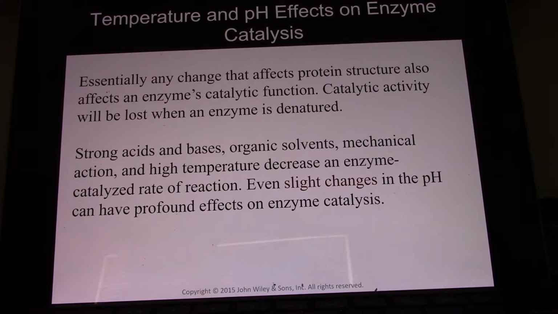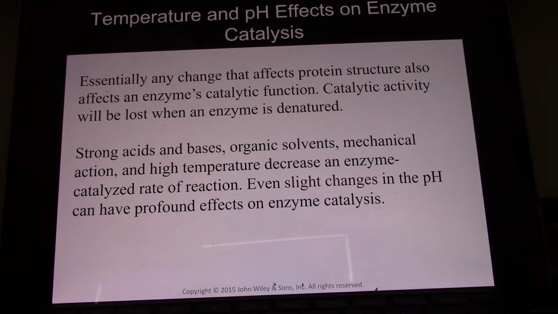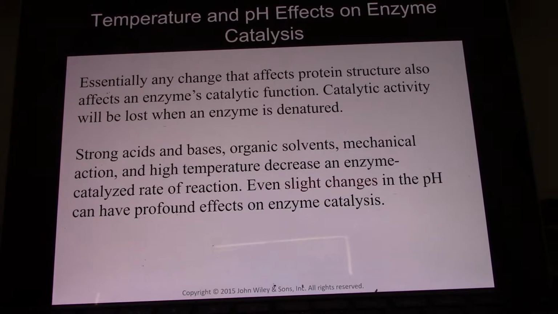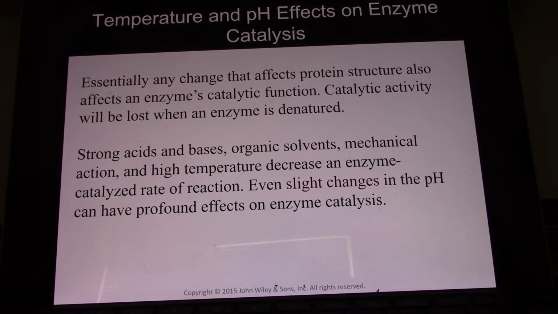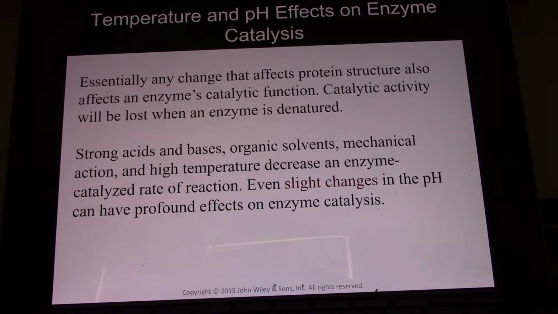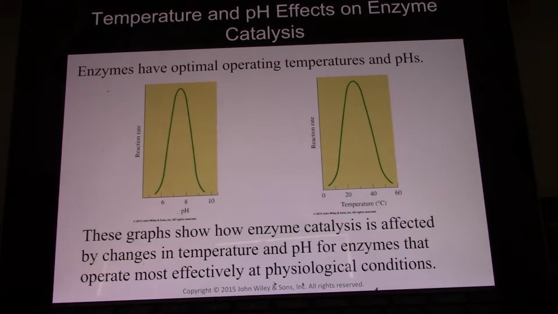Essentially, any change that affects protein structure will affect the enzyme's catalytic function. So here we're looking at temperature and pH effects on enzyme catalysis. If you denature the enzyme, you lose all activity, because you lose all biological activity when you denature a protein. And you can denature with temperature or strong acids and bases, mechanical action, or some organic solvents.